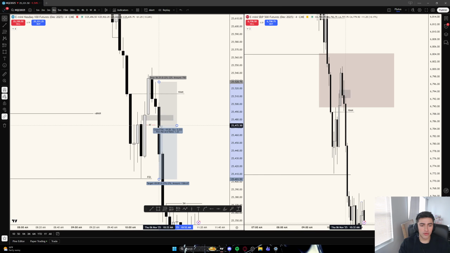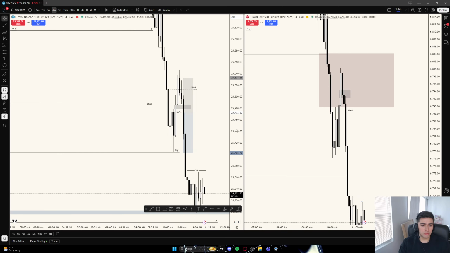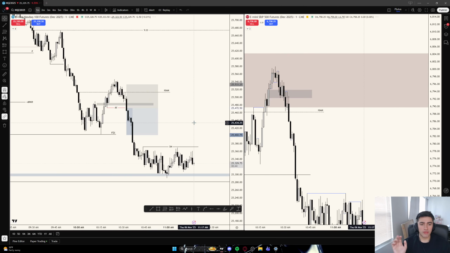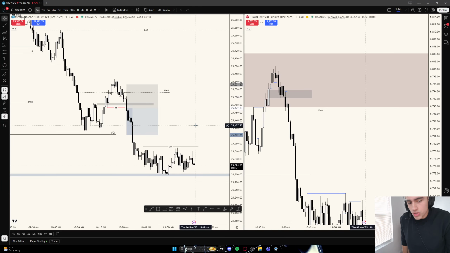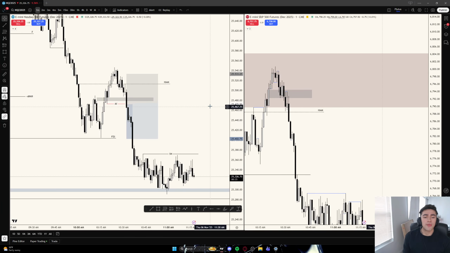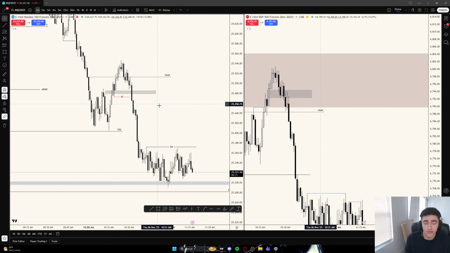Or sorry, this 4-minute inverse. If it would have inversed, I would have taken a short. Boom. Target these equal lows. I would have been off for the day. Right? And that's okay. So that's why I did not take this short. But yeah, overall, I think it was a good short.